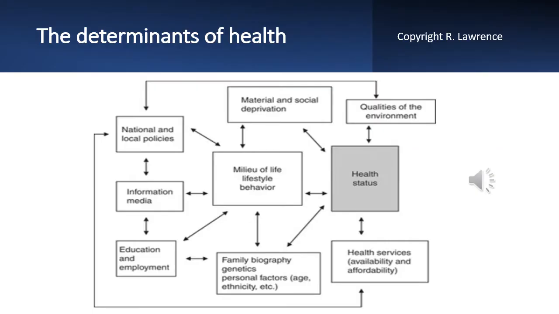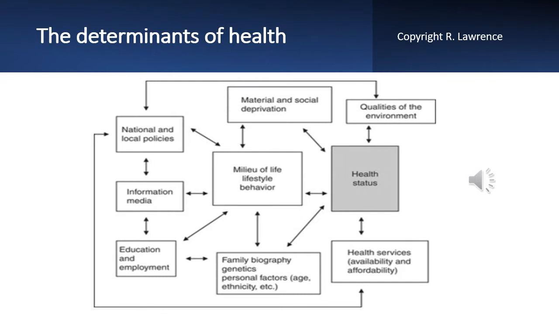So this figure shows some of the main factors that influence health and quality of life. To start at the middle portion of the diagram, you can see that material and social deprivation, lifestyle and behavior, the genetics and family biography are important factors.